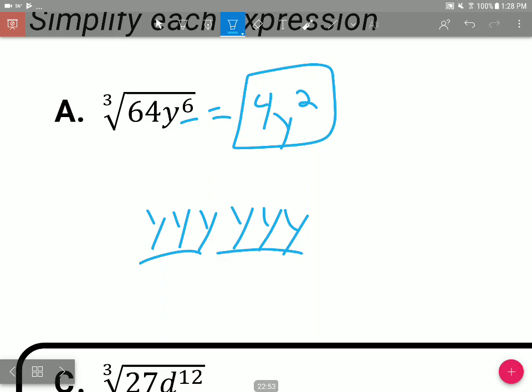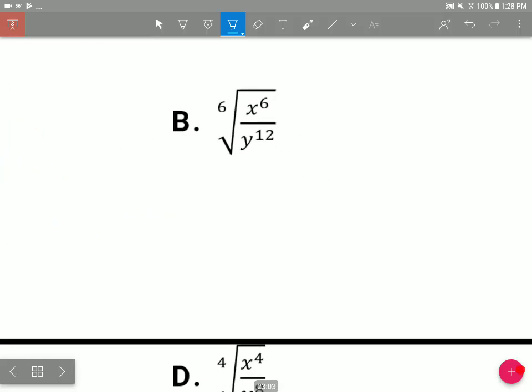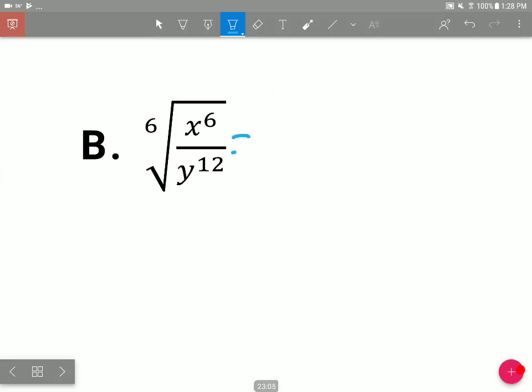Mr. Hunter, how do we get the number 4? What is the third root of 64? 4. That's where it is. All right, letter B, same idea. Your x. So this time we're looking for groups of what? 6. How many groups of 6 are there for x? 1. So it's just x to the 1. How many groups of 6 for the y's? 2. So y squared.